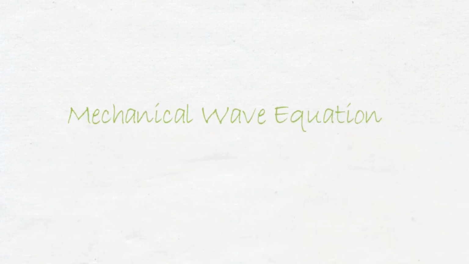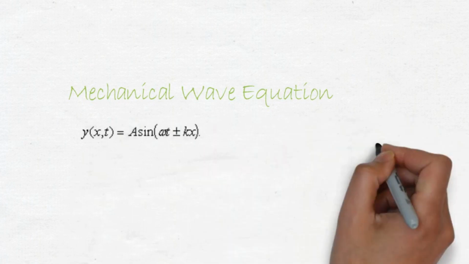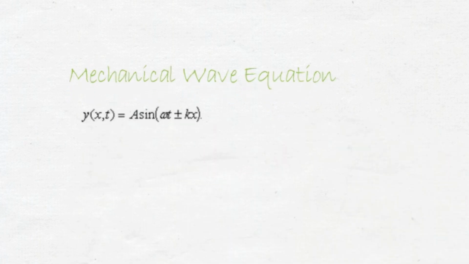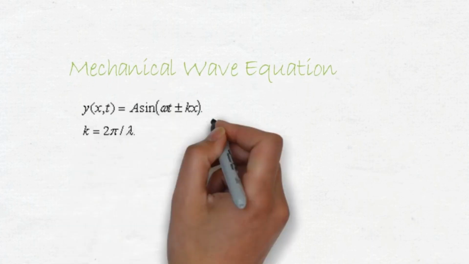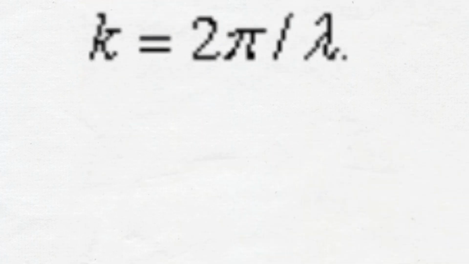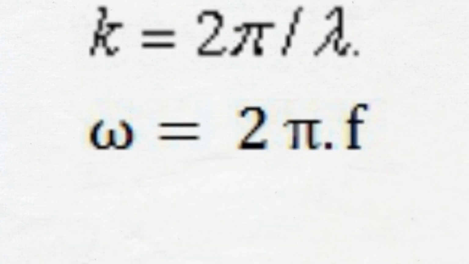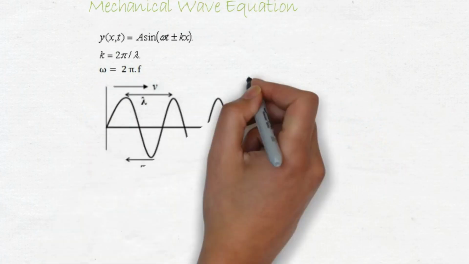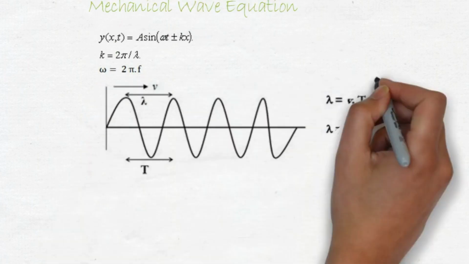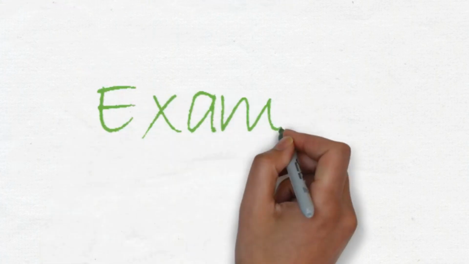The wave equation is y equals A sin(omega t plus or minus k x). And we can get k by 2 pi over lambda. We get omega by 2 pi times frequency. And we can look at the picture. It explains about velocity, lambda, and period. And move to the example question.